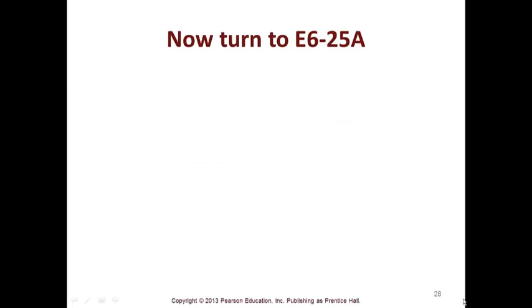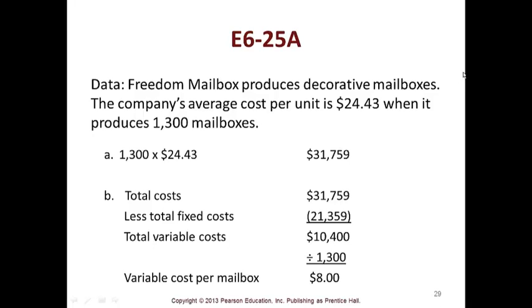Okay, let's do E6-25A. This one they kind of spell out for you. So if you look at E6-25A, they give you the cost per unit and the number of mailboxes. So you come up with your total cost, then they tell you what the fixed cost is, so you subtract it, and the variable cost is the difference. Because remember, total cost is variable cost plus fixed cost. Then you take your variable cost divided by your units and you get your variable cost per mailbox. It's purely math. This is really math.